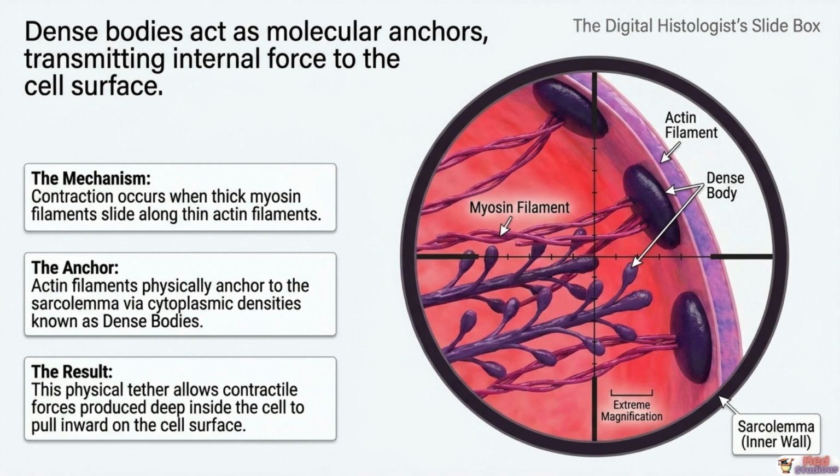When the myosin slides against the actin, generating mechanical force deep inside the cell, that force is transmitted down the actin filaments directly to the dense bodies on the cell membrane. The result is that the internal tension physically pulls inward on the cell surface. These dense bodies are essentially the hitches that allow the engine of the cell to actually move the chassis, translating microscopic chemical energy into macro-level physical contraction.